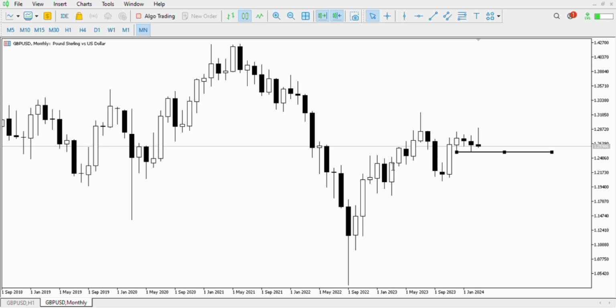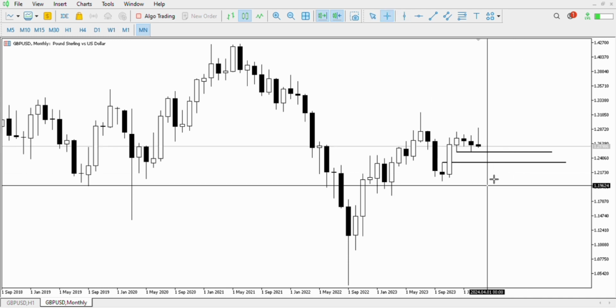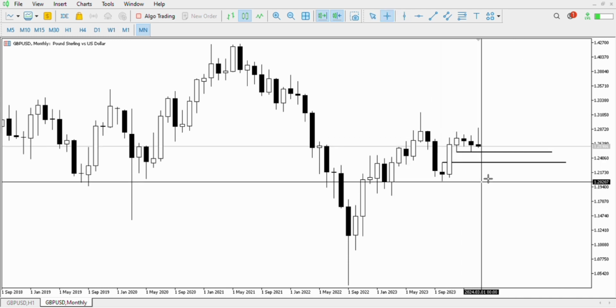It's at 1.25001. Then we also have the lower fair value gap right here, and let me get the right figure for it. It is at 1.23375. That is for the downside on the monthly time frame. This is my main concern right now.